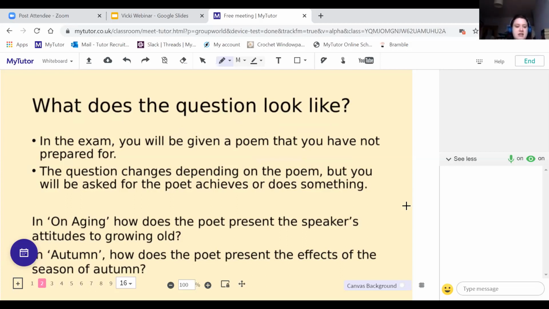So I think these are the last 2. I think this is November 2018 and June or May 2018. Those questions, I think they come from those papers. I might be wrong, but they're the most recent ones on AQA's website that they've actually published. So on aging, how does the poet present the speaker's attitudes to growing old? In autumn, how does the poet present the effects of the season of autumn? So it will be something specific, but it will usually be how does the poet present, and then the subject changes depending on the poem.